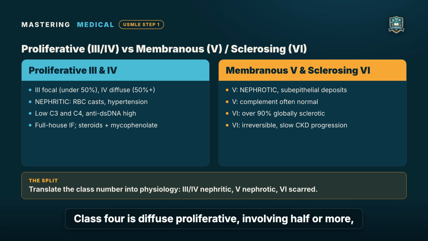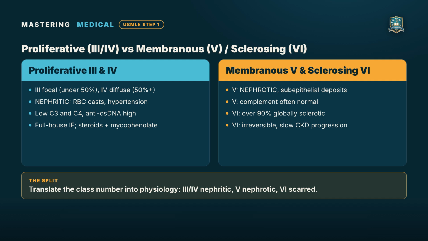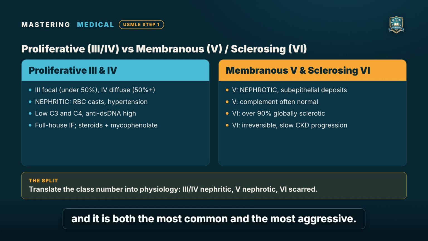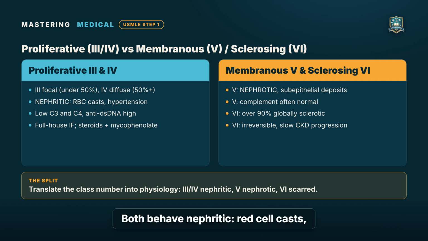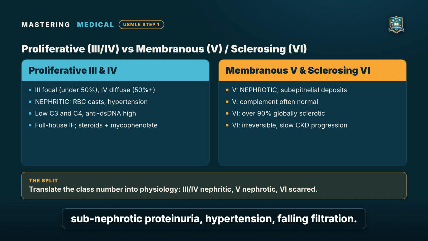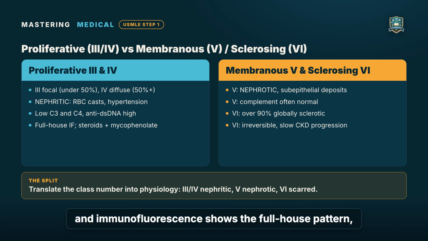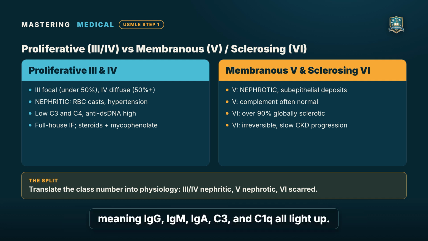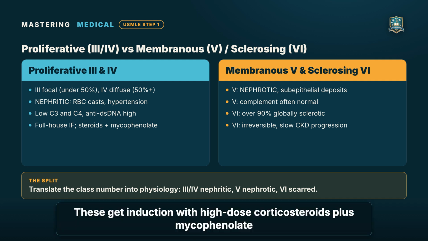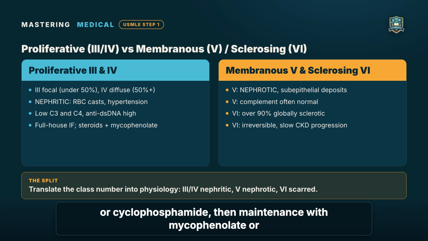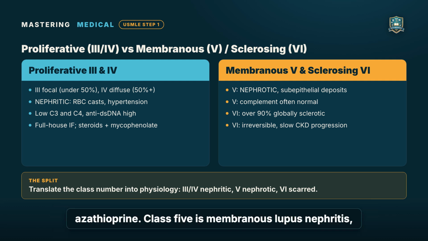Class 4 is diffuse proliferative, involving half or more, and it is both the most common and the most aggressive. Both behave nephritic. Red cell casts, subnephrotic proteinuria, hypertension, falling filtration. Complement C3 and C4 are low, anti-double-stranded DNA is high, and immunofluorescence shows the full house pattern, meaning immunoglobulin G, immunoglobulin M, immunoglobulin A, C3, and C1q all light up. These get induction with high-dose corticosteroids plus mycophenolate or cyclophosphamide, then maintenance with mycophenolate or azathioprine.